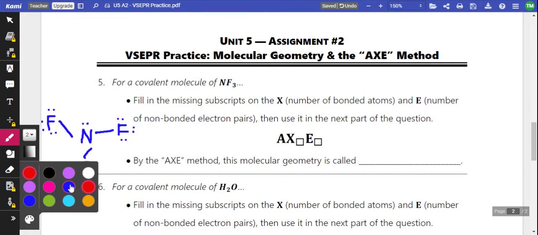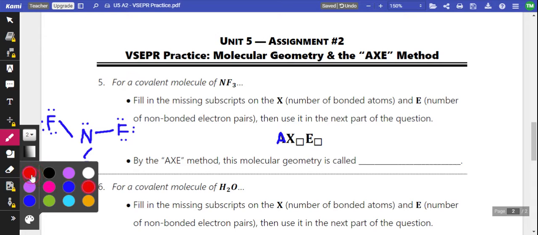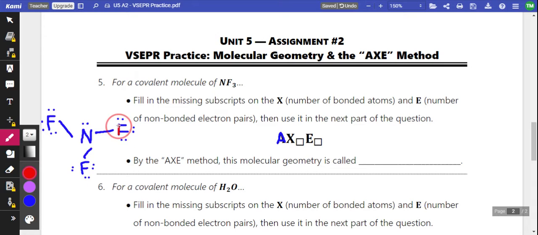So my central atom in this case, I'm going to use this blue, is A. My nitrogen is A. My X is my bonded atoms. I'm going to use red for these. So I've got 1, 2, 3 fluorine atoms bonded to this, so this would be AX3.